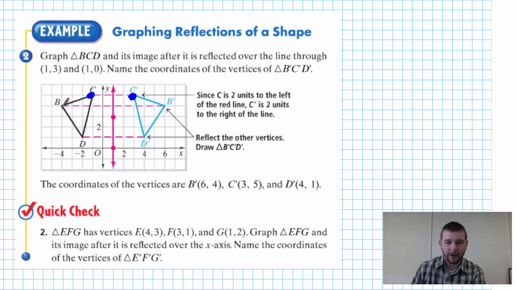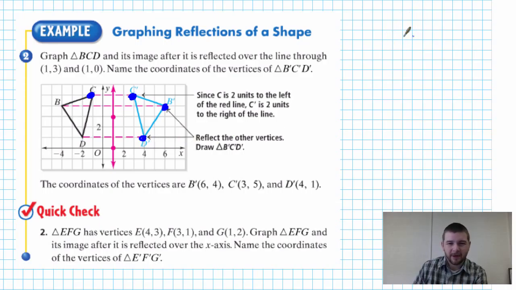Similarly, point B is 1, 2, 3, 4, 5 units from our line of reflection. So we would continue another 5 units, 1, 2, 3, 4, 5, to find the corresponding point to B, B prime. And we'll do something similar with D to find D prime.